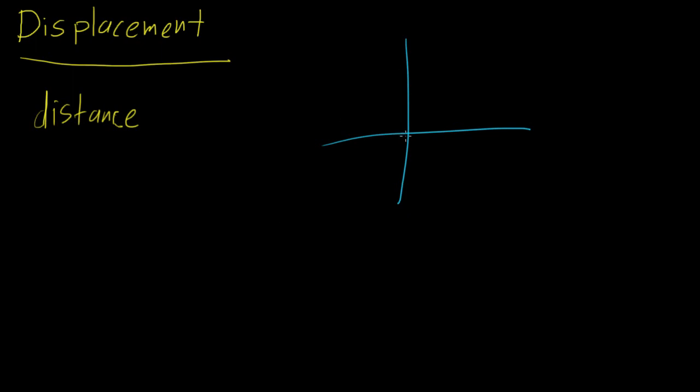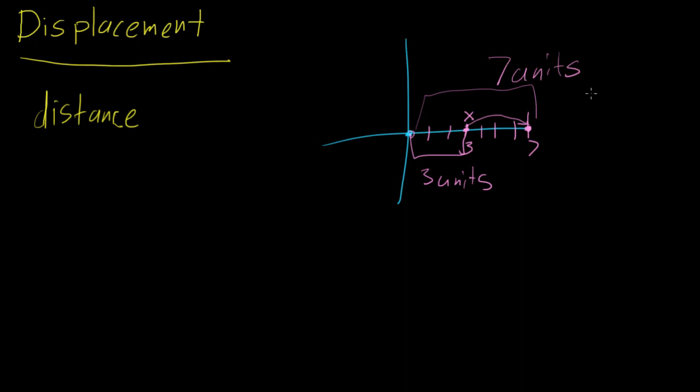So here's a coordinate grid, and let's say we start out at x equals 0. Now, if we are at x equals 3, then the distance from the origin is 3 units. If we start there and we go over to x equals 7, then the distance from the origin there is 7 units. That's not the displacement.